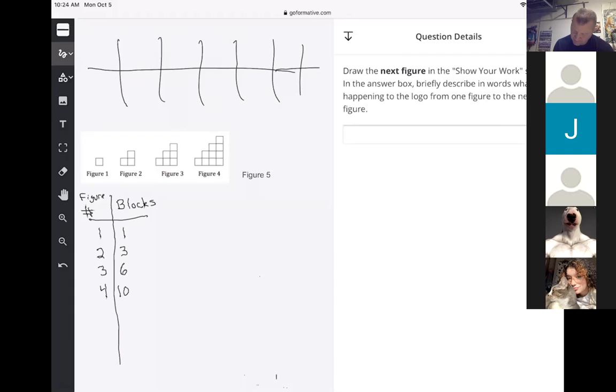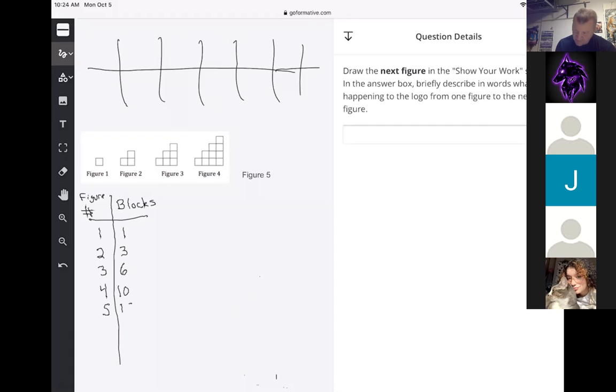Okay. Cool. All right. And then figure 5. And so on and so forth. What was the answer for 5 when you drew it? How many did 5 have? 15. It had 15, right? Okay. So how did you use a table to solve this one? Did you just carry the table out to 10?